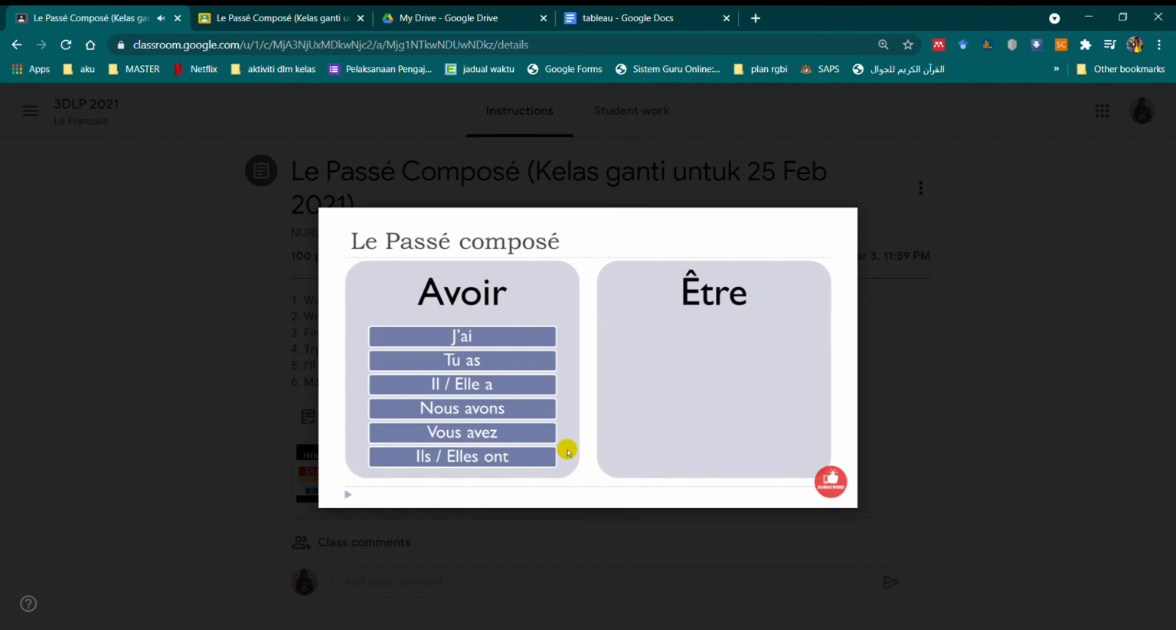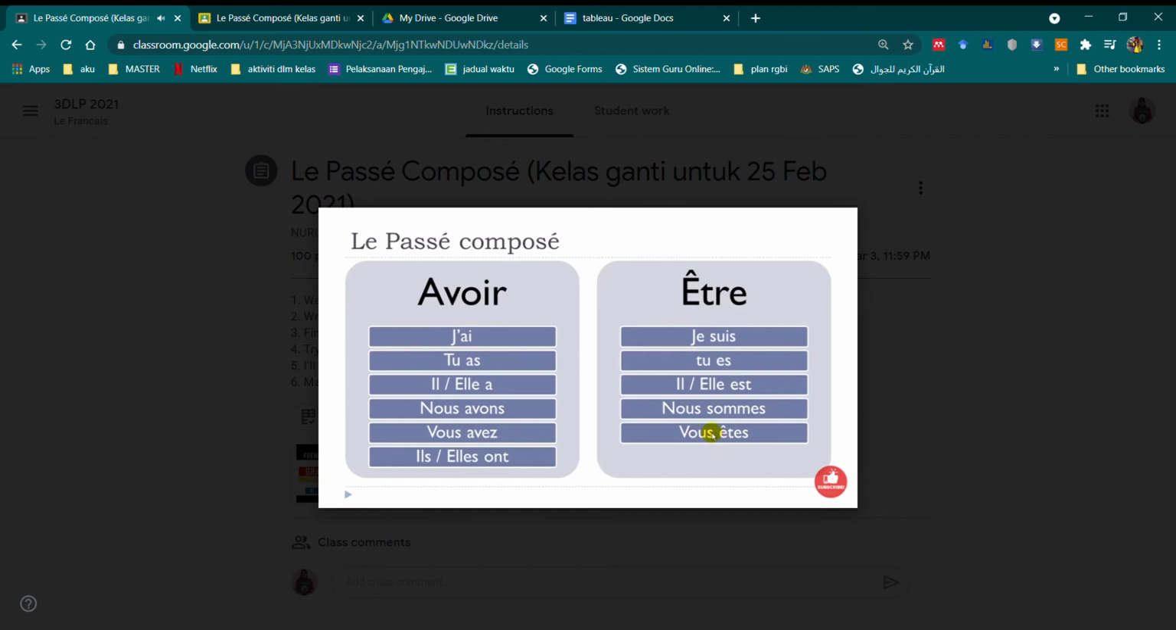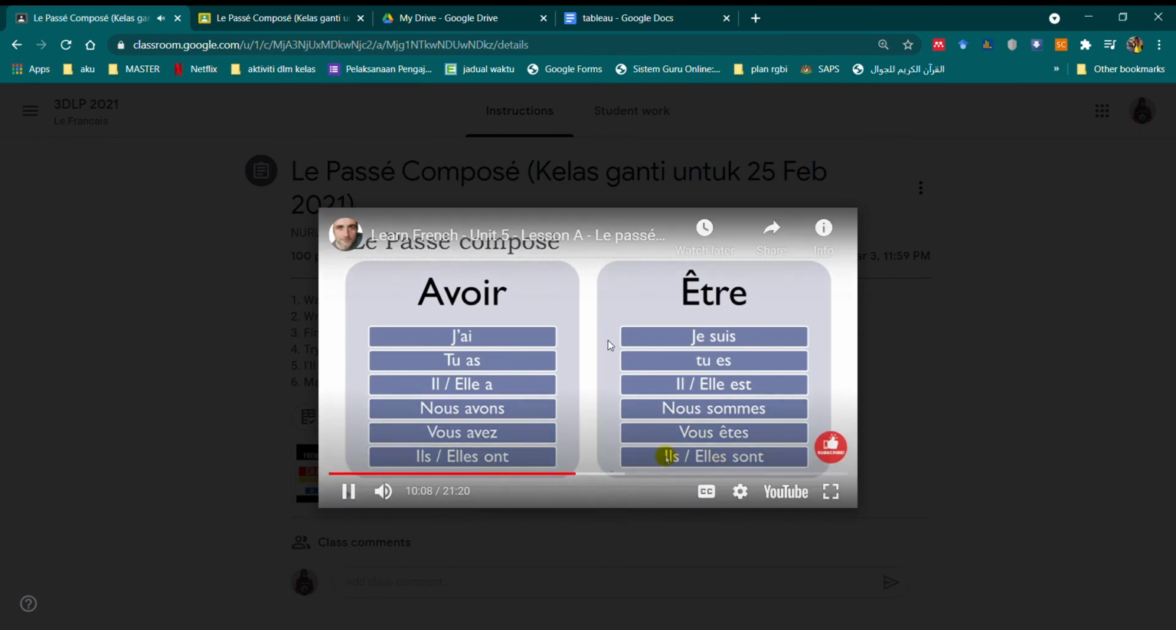And then être, je suis, tu es, il est, elle est, nous sommes, vous êtes, okay, little liaison here, little link, vous êtes, ils sont, elles sont.